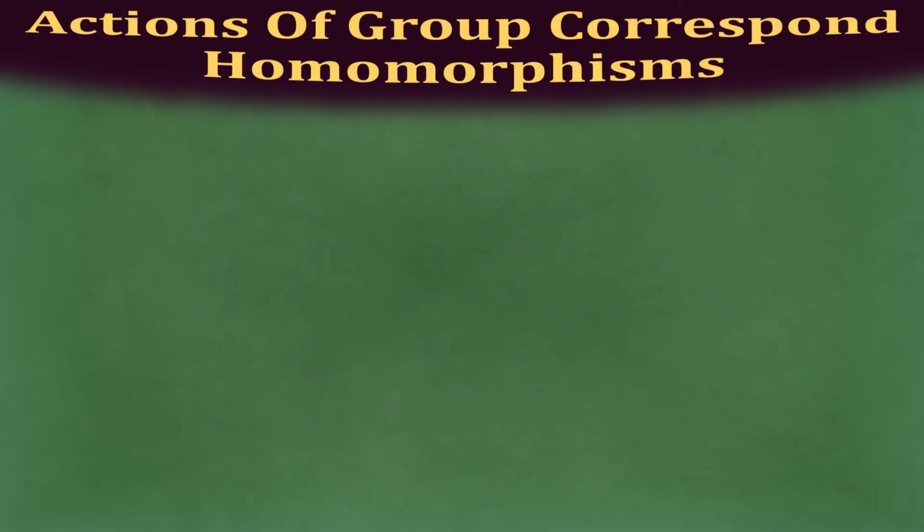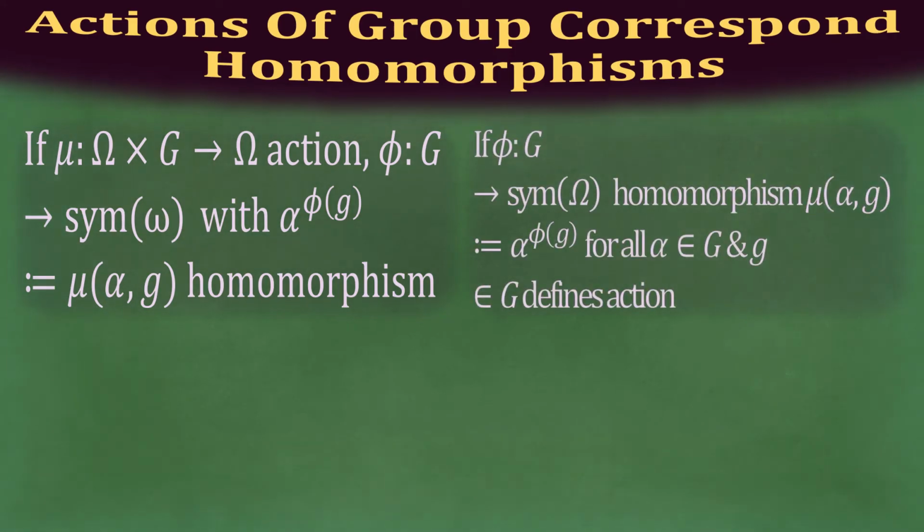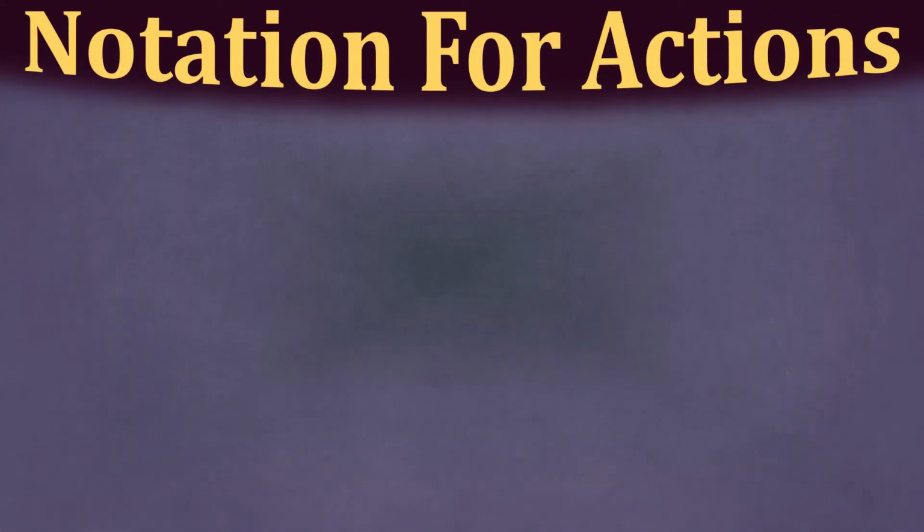Now we can show that the actions of a group G correspond uniquely to homomorphisms from G to the symmetric group on some suitable set. First, we have that if mu from omega times G to omega is an action, then phi from G to the symmetric group on omega, with alpha on phi of g mapping to mu of alpha with g, is a homomorphism. Conversely, if phi from G to the symmetric group on omega is a homomorphism, then mu of alpha with g, defined to be alpha on phi of g for all alpha in omega and g in G, defines an action.